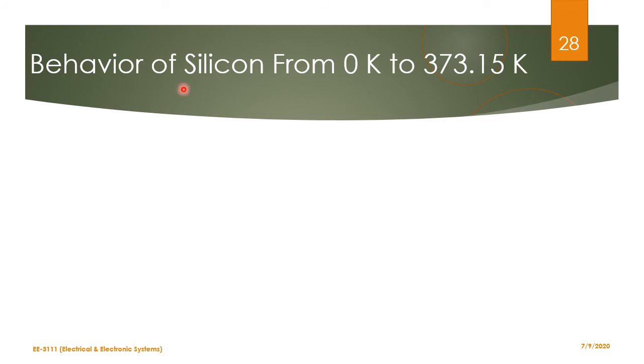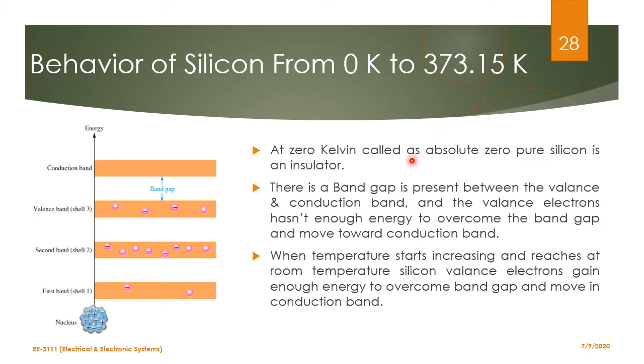Behavior of silicon from 0 Kelvin to 373.15 Kelvin. At 0 Kelvin, absolute zero, pure silicon is an insulator, as it can be seen that there are no electrons in the conduction band, so it is an insulator at this time. At this time the electrons don't have any energy to overcome the band gap, but as temperature increases, the electron gains some energy.